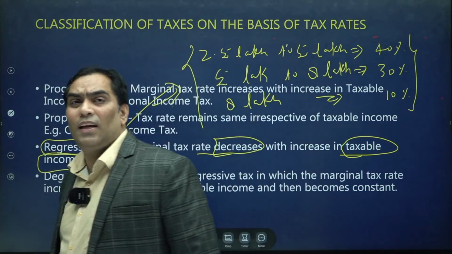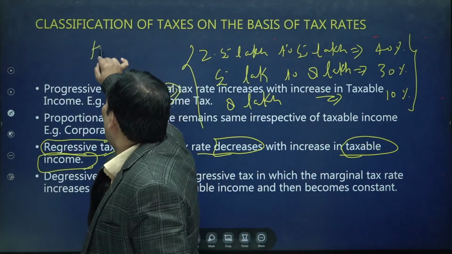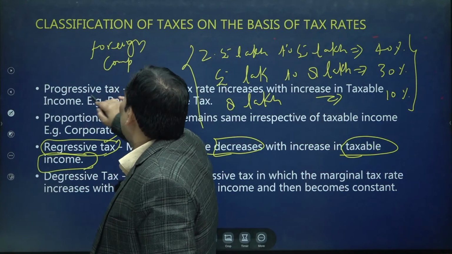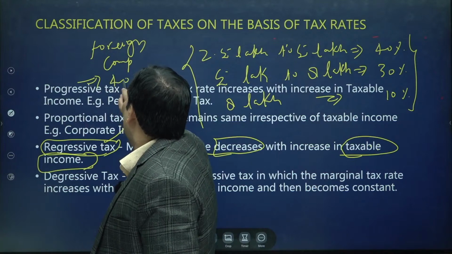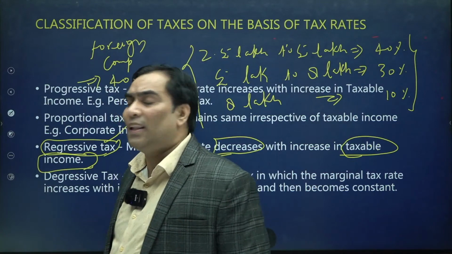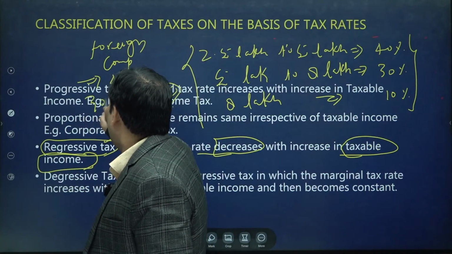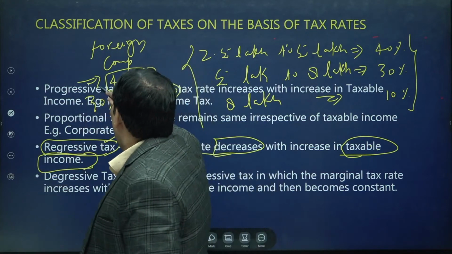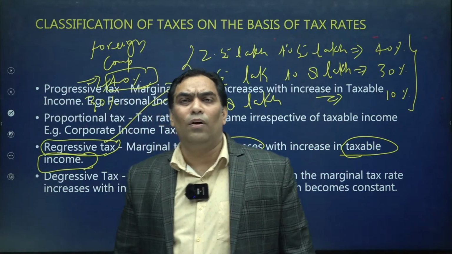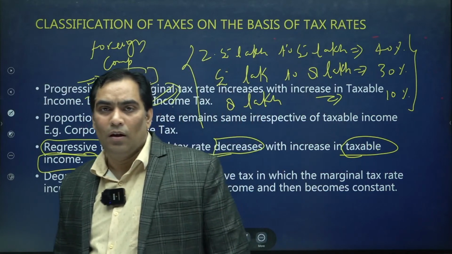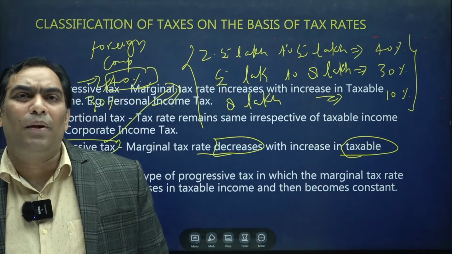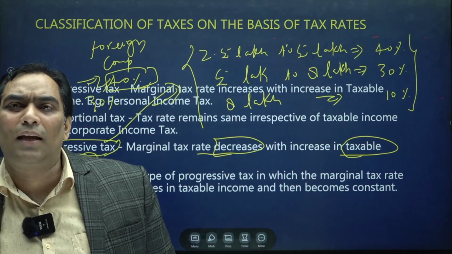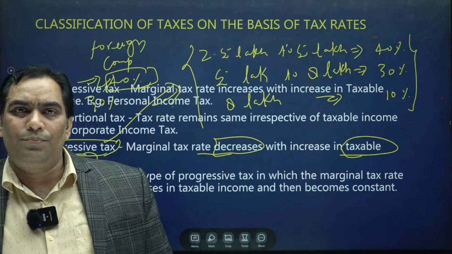If the company is a foreign company, the foreign company has to pay taxes at the rate of 40%. An Indian company has to pay income tax at the rate of 30%, whereas a foreign company has to pay taxes at the rate of 40%.